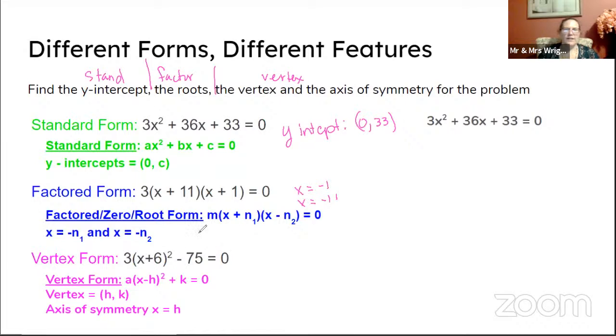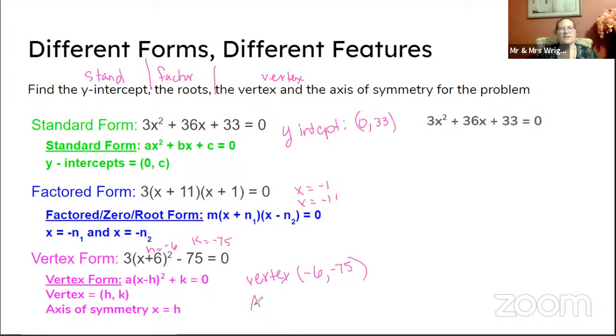In vertex form, we can easily find the vertex as well as the axis of symmetry. For this one, you did negative b, negative 36, divided by 2a. 2 times 3 is 6. Negative 36 divided by 6 is going to be -6, which is why we have a positive here, because we always use the opposite. Then you plug that in for this equation and you solve, and you got -75. So that's how they got k. Vertex is (h, k). So what is our vertex? Our vertex is going to be (-6, -75), because h is -6. It's the opposite of what we see, and k is -75.